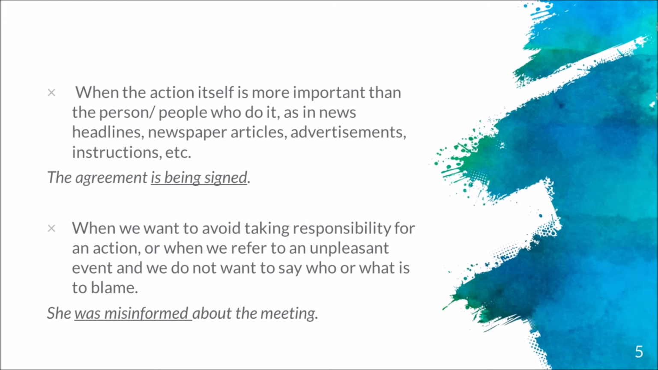Then we use the passive when we want to avoid taking responsibility for an action or when we refer to an unpleasant event and we do not want to say who or what is to blame. Like, she was misinformed about the meeting.